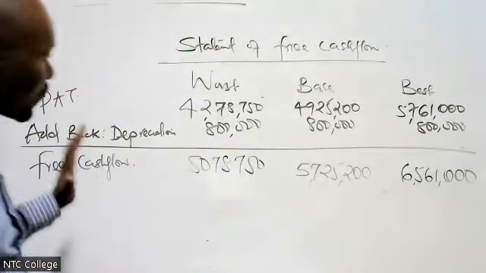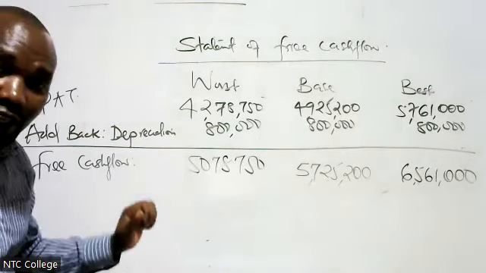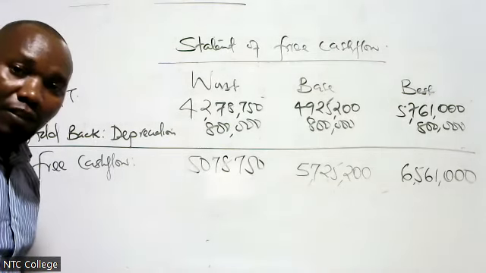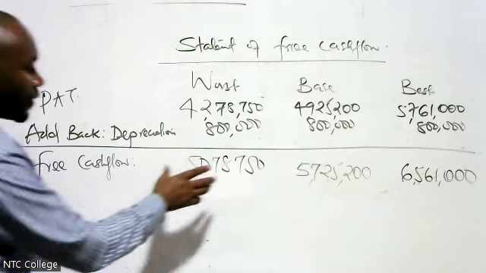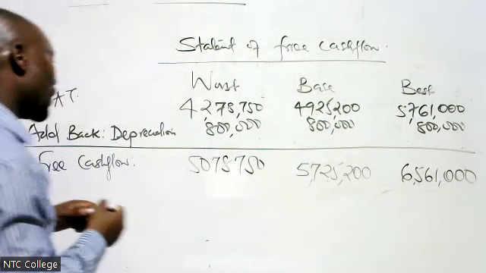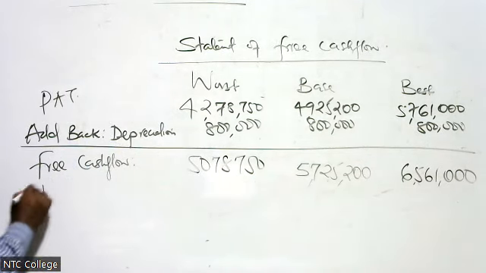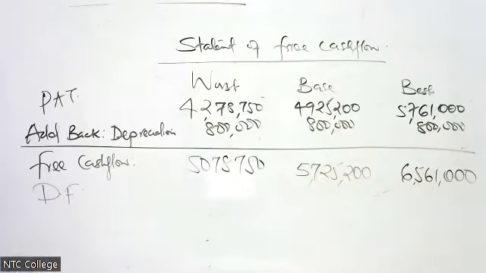Now we have our free cash flow. This free cash flow we normally multiply with the discounting factor to call it present value. So when you multiply free cash flow with a discounting factor, you call it present value. So you can now have our free cash flow here. Then you now have discounting factor, which is PV.